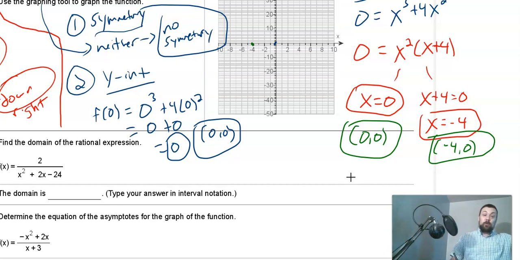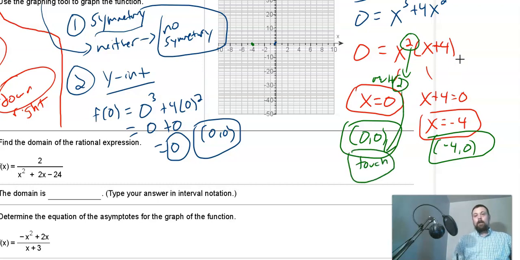You know whether it's going to cross the x-axis or bounce off the x-axis by looking at the multiplicity, right? So here, x equals 0 has a multiplicity of 2, which is even, which tells me that this graph will touch the x-axis at that point. Here, this exponent is 1, so this root has a multiplicity of 1. That's an odd number, which tells me that this graph will cross the x-axis at this point. So keep that in mind.